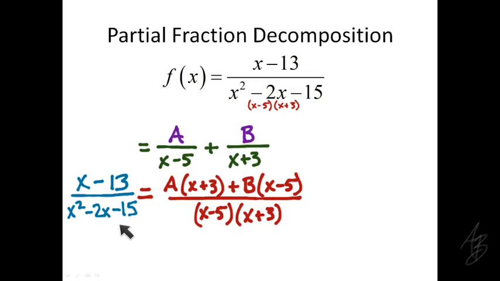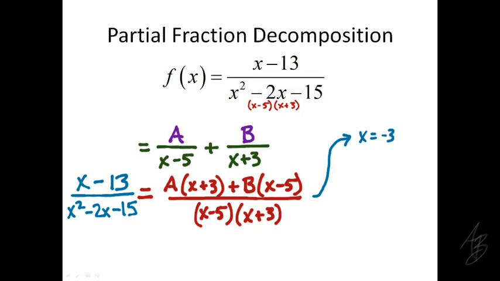Since this denominator is equivalent to this denominator, this is just the factored form, then we know that the numerators will need to be equal to each other. And there's a little trick we can use to solve for a and b. Essentially, we're going to make this term right here equal to 0 by letting x equal negative 3, and then use that to solve for b.